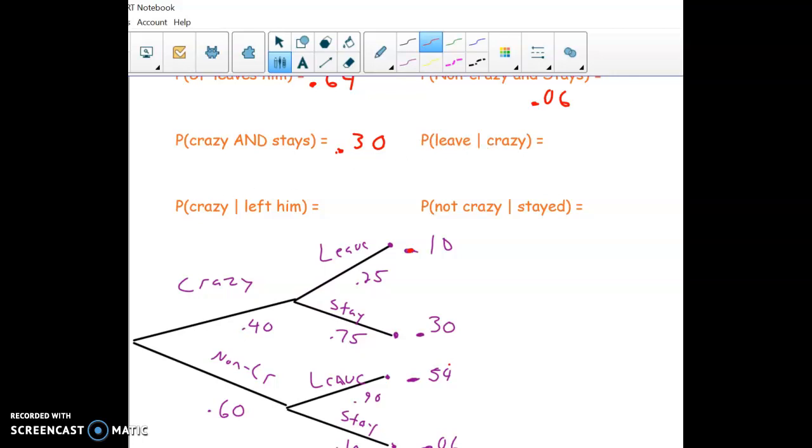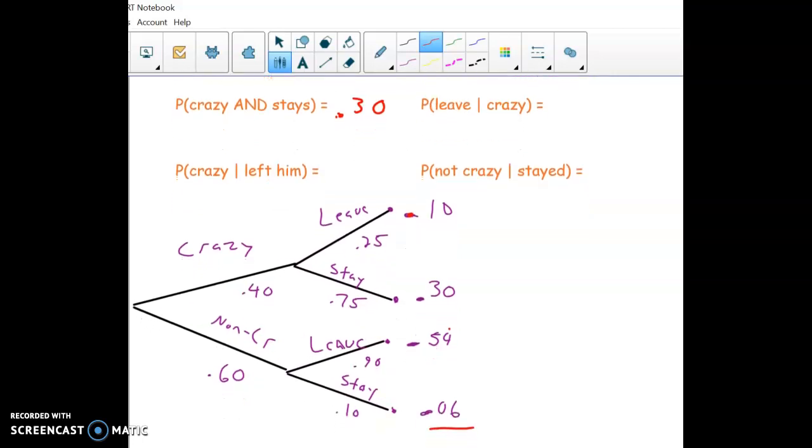Okay, so when you do a conditional probability, what normally happens on these tree diagrams is two of these dots are going to make up the denominator. Because we're saying given that they're crazy, so the crazy goes on the bottom. Right? So out of these dots, these are the two dots where they were crazy. So our bottom number in this probability is 40%.